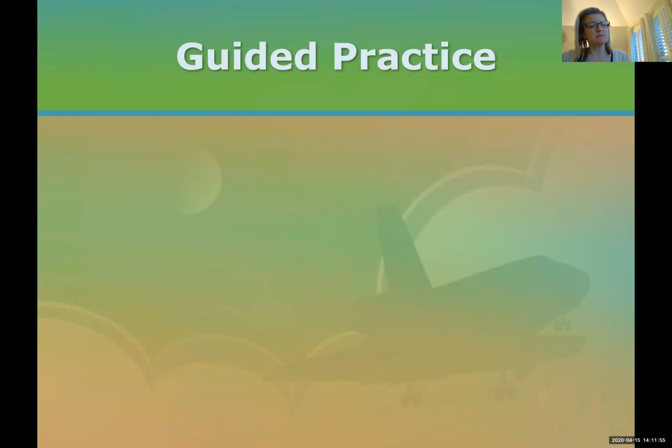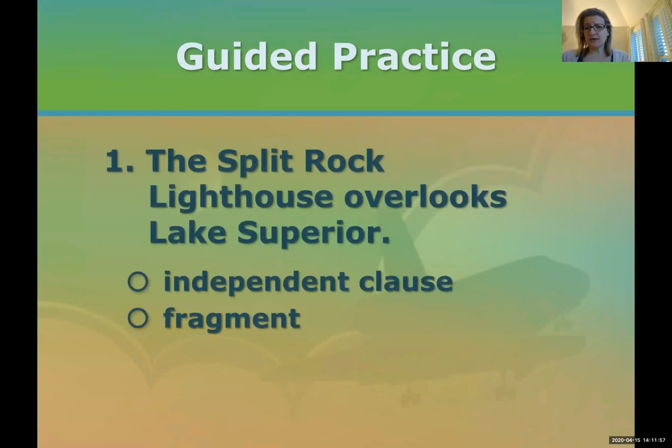I know you know what it is, but let's practice it anyway, especially so you can get to that secret word. All right, number 1 says the Split Rock Lighthouse overlooks Lake Superior. Okay, so let's see if this has a subject and let's see if this has a predicate. The Split Rock Lighthouse is what our whole sentence is about. So it does have a subject. Well, what is the Split Rock Lighthouse doing? It's overlooking. So it does, in fact, have a predicate. This is an independent clause.